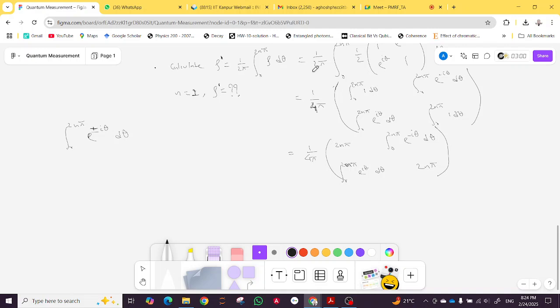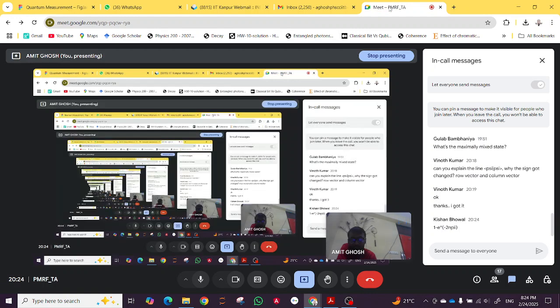What is the value of this integration? 0. 1 minus e to the power minus 2n pi. Well, let's check.